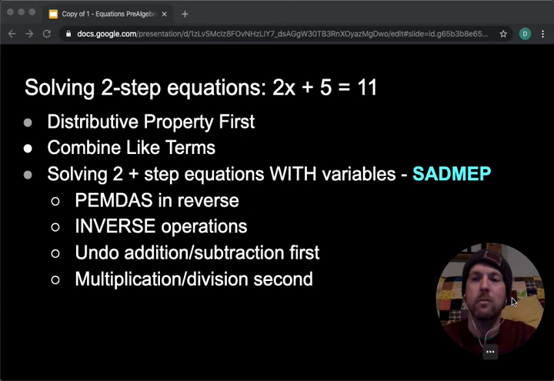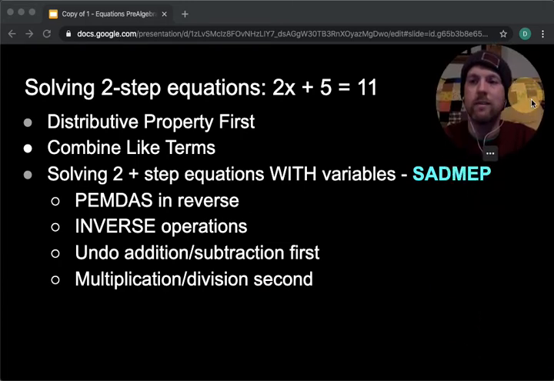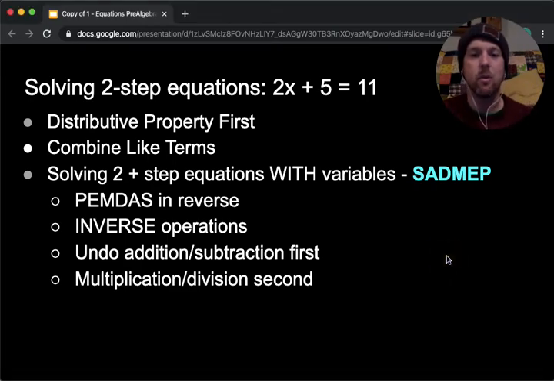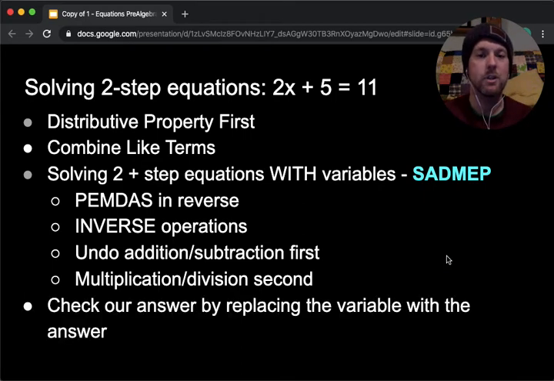I'm going to move myself right up here into the corner because I want you to be able to read and see everything on the screen. So we undo addition and subtraction first, then multiplication and division. And then the last step is we check our answer by replacing the variable with the answer.